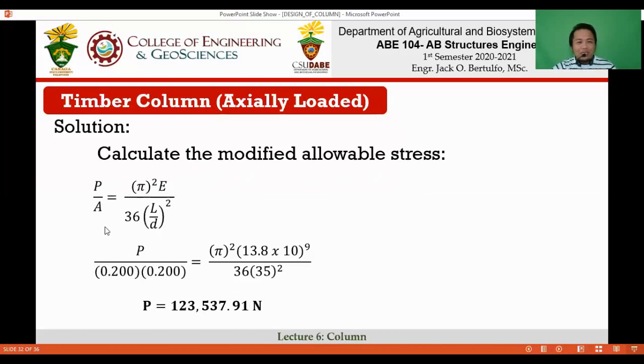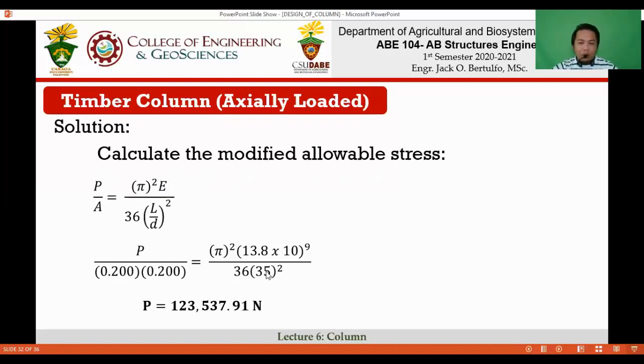So let's say, as we showed earlier, plug in 0.200 to 0.200. So calculate. We know that P is 123,537.91 Newton. So that's the value for P.